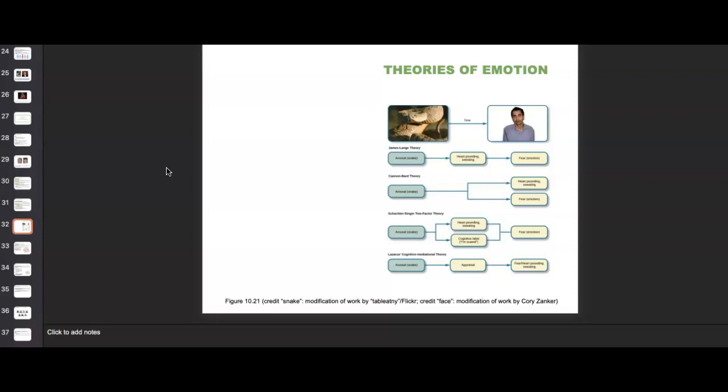With Lazarus' cognitive mediation model, you have the arousal of seeing the snake, you appraise that snake, and then you feel fear, and the fear and heart pounding are happening all at the same time. So the physiological stuff is moved totally to the end.